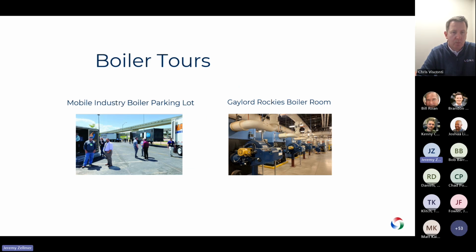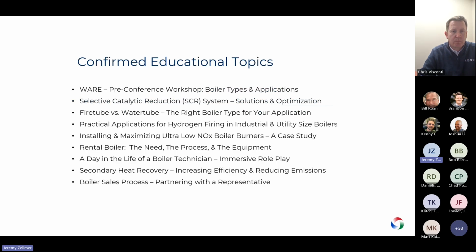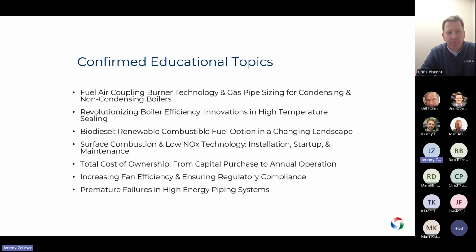All of the manufacturers are going to have their boiler mobile rooms outside to walk through and see. Rockies is also offering a boiler room tour. There are also going to be educational topics during the show. If that interests some of you, on these next two slides are some of the confirmed educational topics that are going to be there for sure. So there's quite a bit.